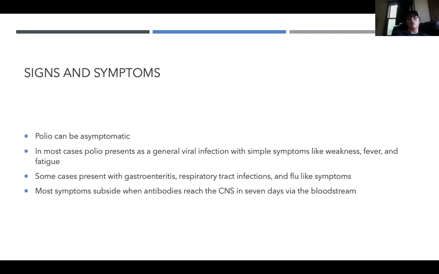So if it's in more of stage 2, I guess you could say, of its pathogenesis, then it will show some respiratory infection signs. And then antibodies will reach the CNS in 7 days via the bloodstream, but it takes a little while for that to happen, because if the antibodies have already reached the CNS, then the virus has already reached the CNS and you can have damage there.